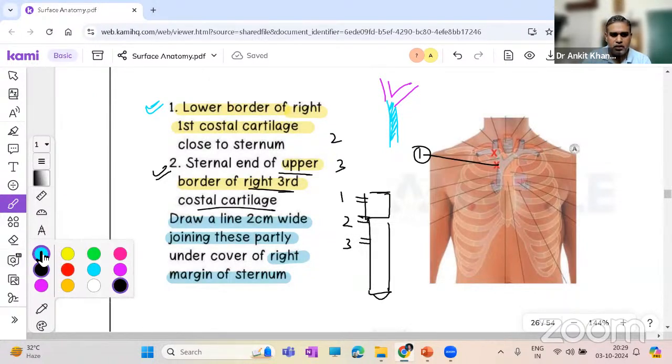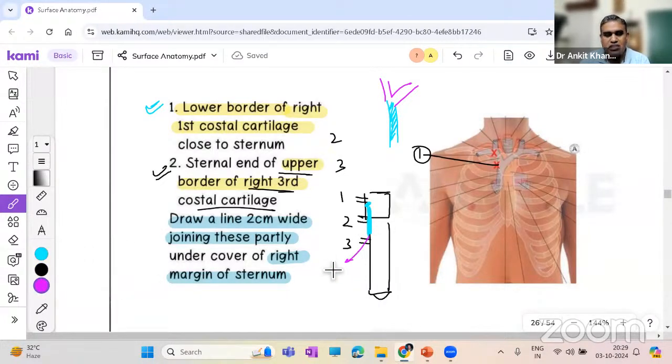Yes or no? Understand, lower border of right first costal cartilage is where the SVC will start. Then it will go behind the second costal cartilage, and at the upper part of third costal cartilage, this is where it will approximately end. Why? Because from this point, we have the beginning of the upper border of right atrium also. So from lower first to upper third. So SVC is from where? Lower first to upper third, L1U3.